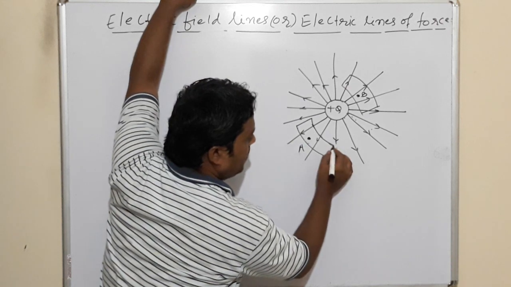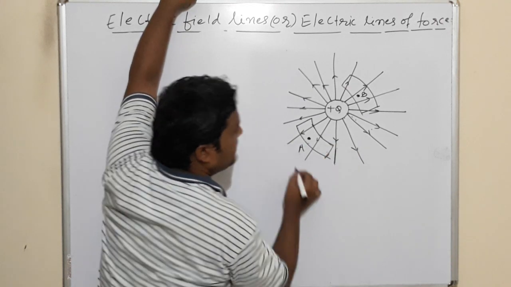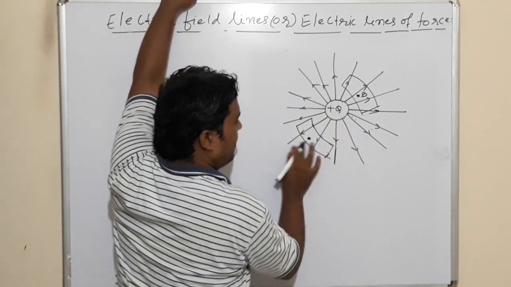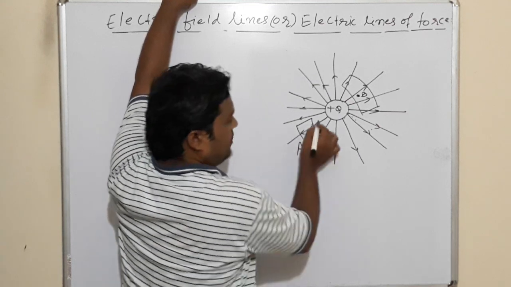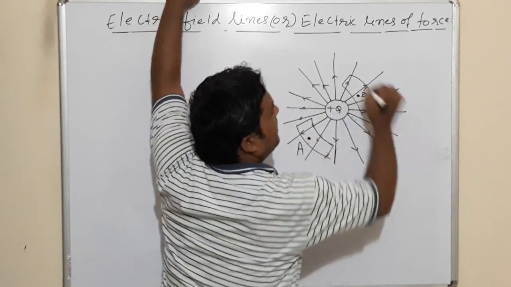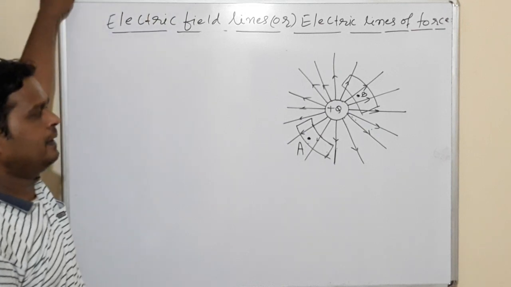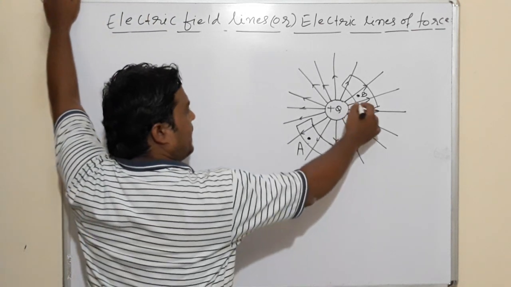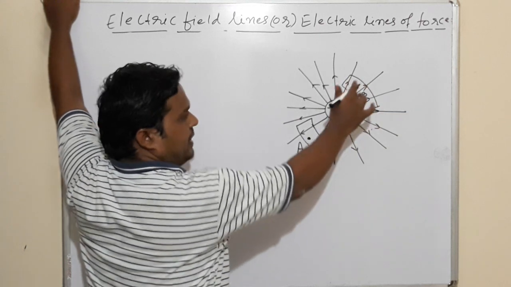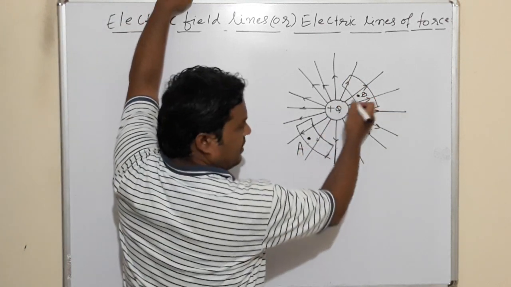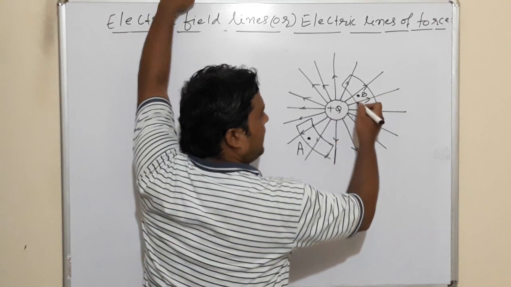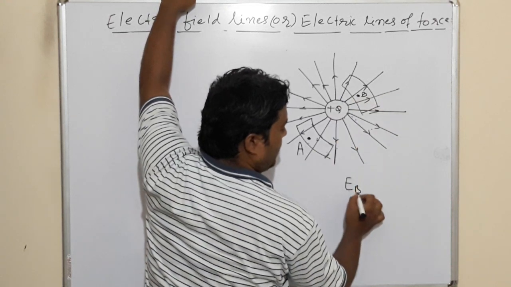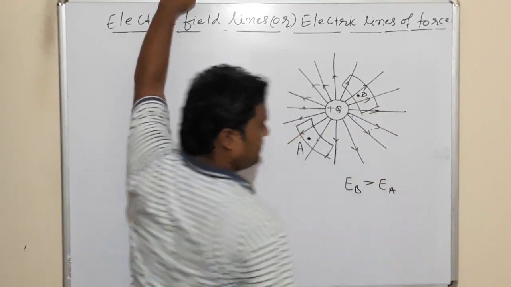This line is also not passing through this. See how many lines are passing through the area which is drawn through point A? 2 lines. Here how many lines are passing? 4 lines. That means the electric field at B is stronger. Since this is closer, electric field at B is stronger than electric field at A.